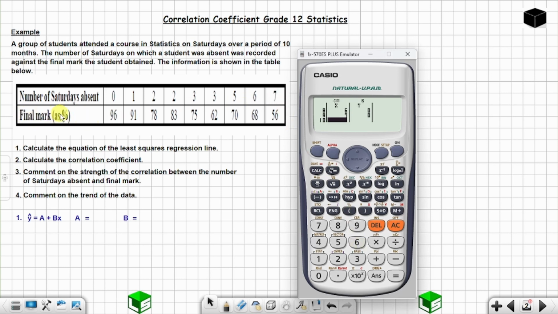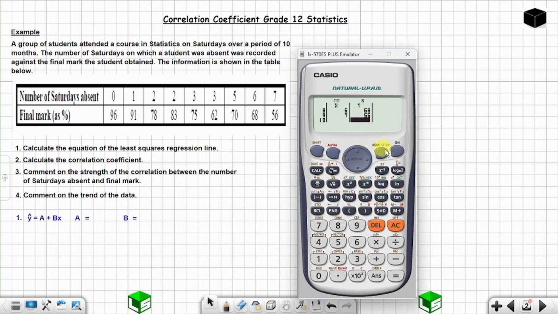To insert Y, you are going to shift, right, and then up. You make sure 0 goes together with 96. You press equal to insert 96. After that, you have 91. You press equal to insert 91. Carry on until 56. So the information is in your calculator.